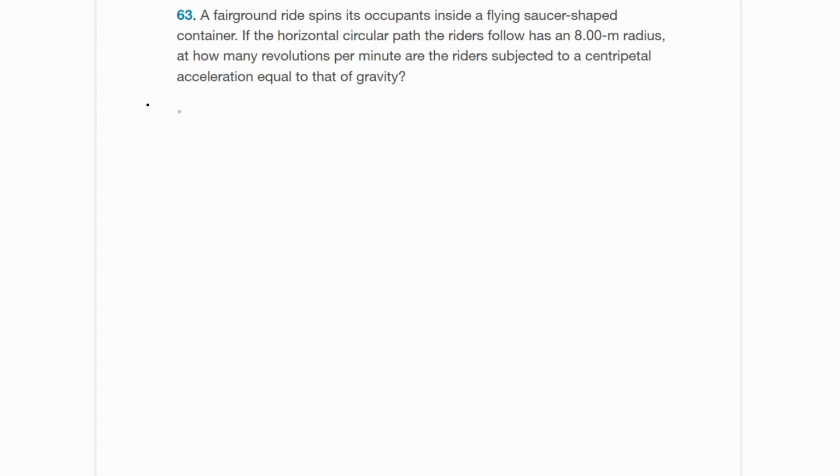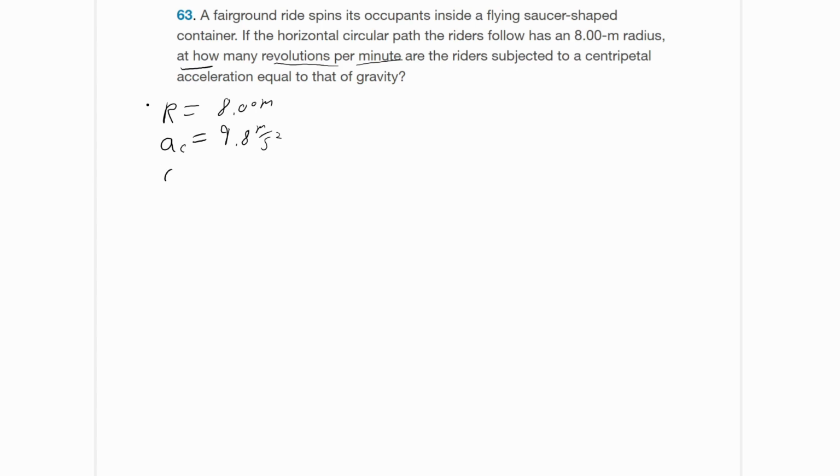So we get a radius. So right now we can say, okay, there's a radius, and it's equal to 8.00 meters. And great, they're giving us sig figs, in fact. And it's saying at how many, so it's posing a question, revolutions per minute. So what we're looking for is revolutions per minute. Is the rider subjected to a centripetal acceleration equal to that of gravity? So that means that the centripetal acceleration equals gravitational acceleration, or the value 9.8 meters per second squared. So we're looking for when centripetal acceleration equals 9.8 meters per second squared.